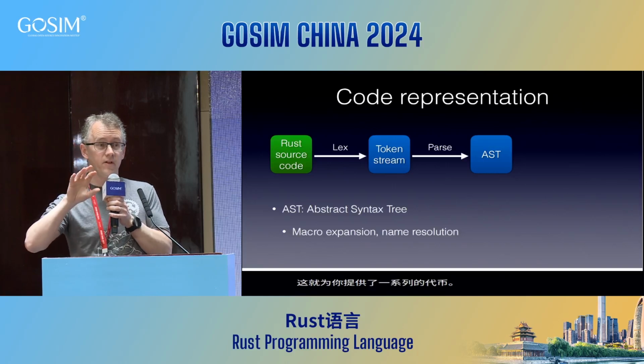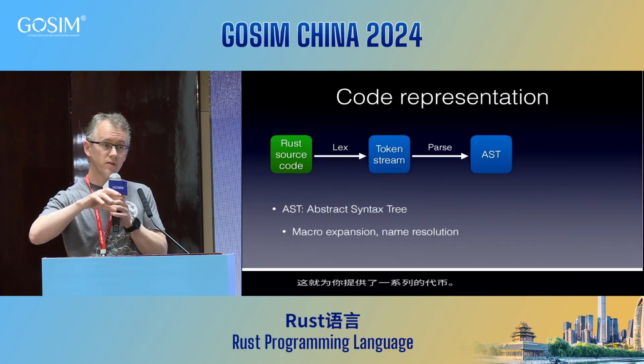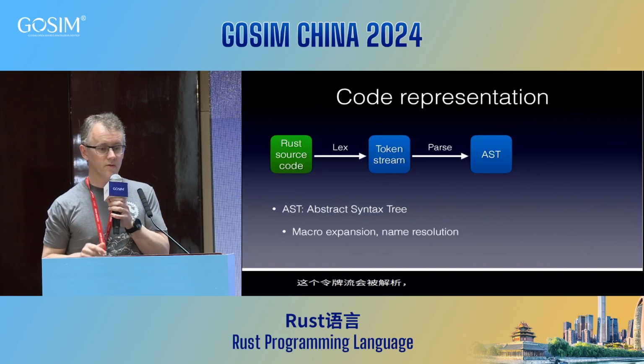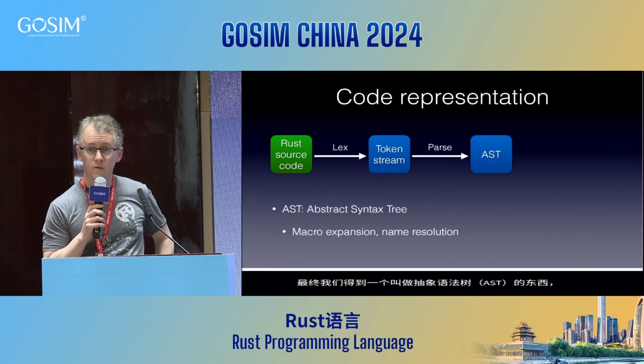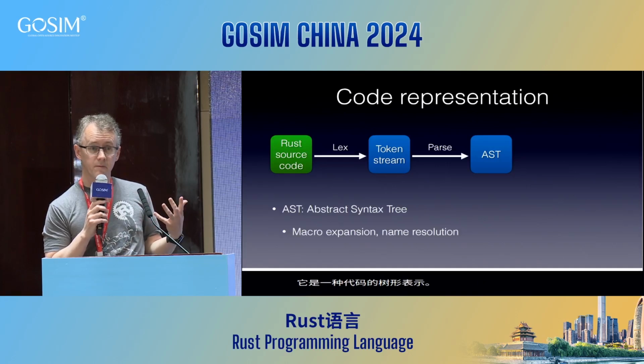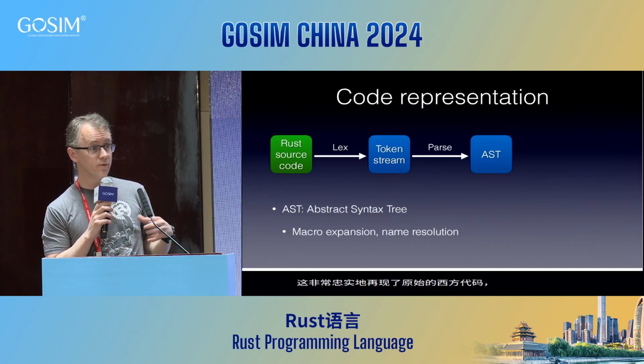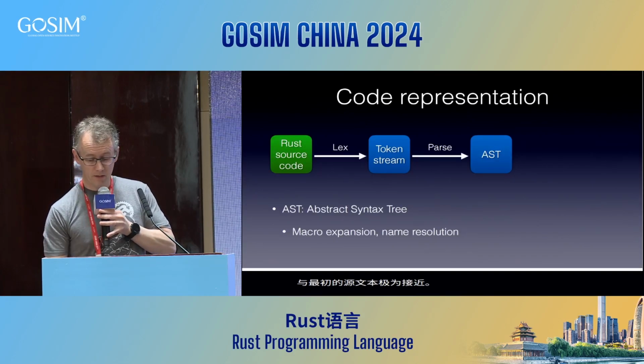It's a very faithful representation of the original Rust code. It's very close to that original source text. And while we're at the AST level, we do a number of things, including macro expansion. So both declarative macros and procedural macros get expanded at this point. And we also do name resolution.